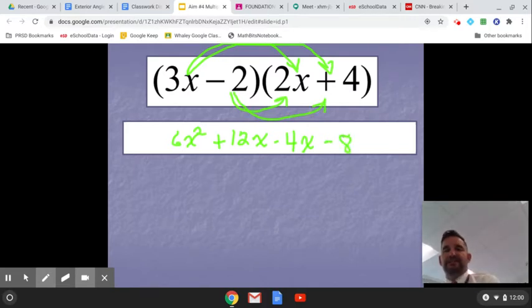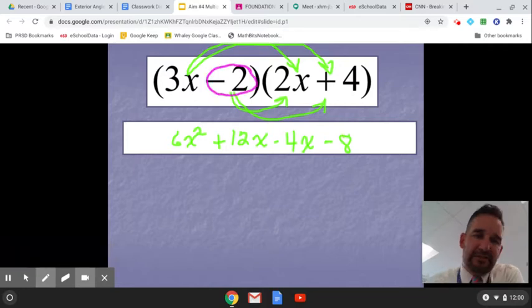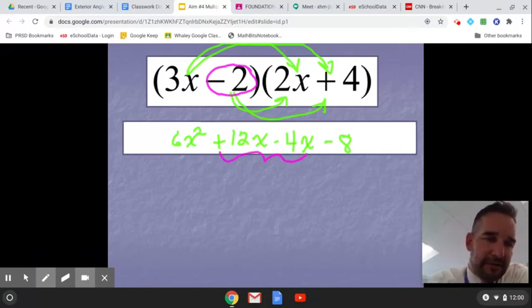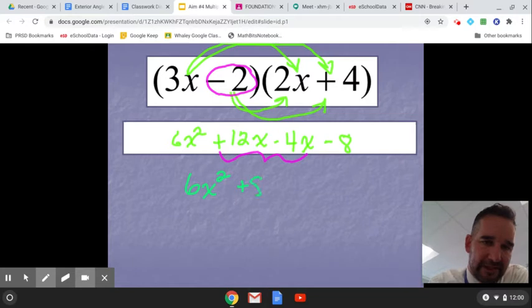Again, that process of double distributing everything. I just got to remember that in this case, and let me highlight it, I looked at this as a negative 2 that I was distributing. So you got to kind of keep that in mind. Now I noticed that these are like terms, so they can be combined. And in the end, we're going to end up with a final answer of 6x squared plus 8x, positive 12x plus negative 4x is positive 8x minus 8.